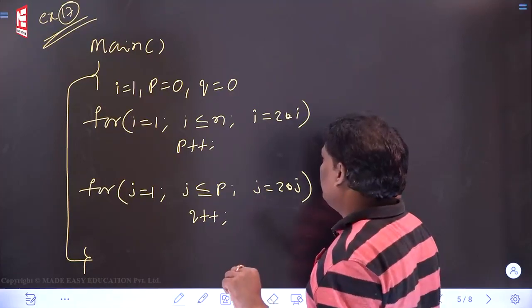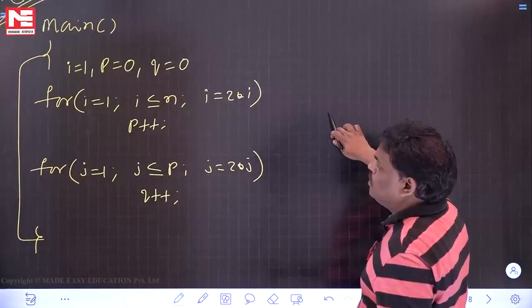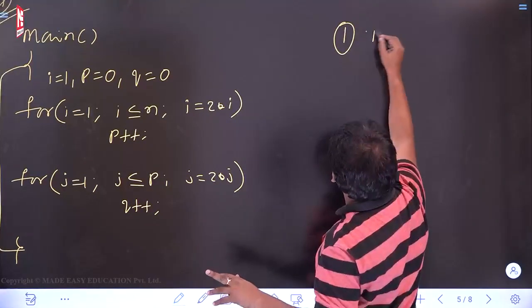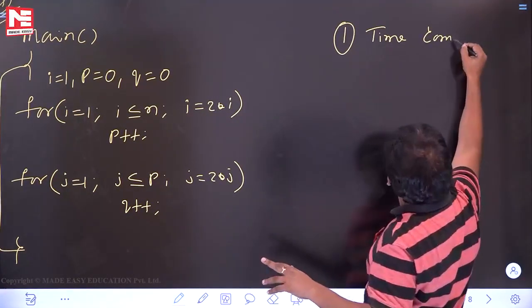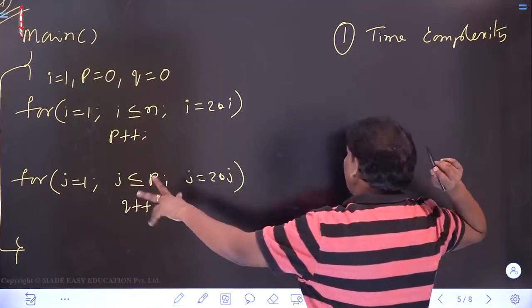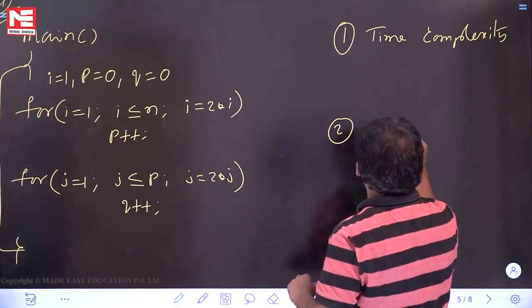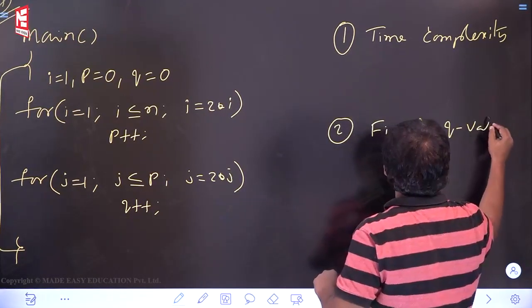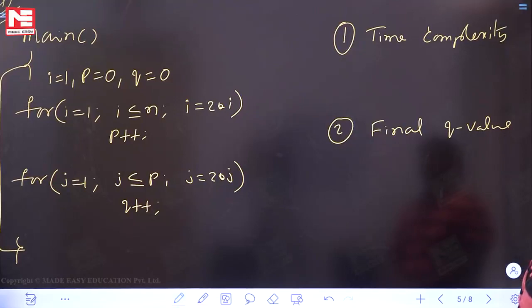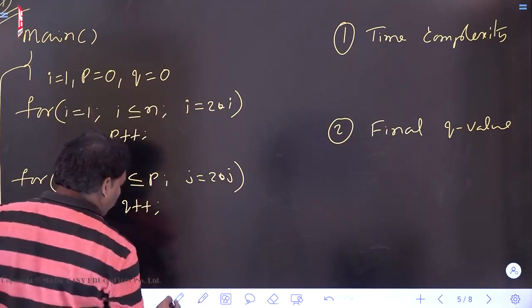Now he is asking: assume that there is no syntax error, there are no semantic errors. They are asking about this program. The first question is, what is the time complexity of this program? That is the one question given in the previous papers. One more thing: the final Q value. So one question is what is the time complexity, and the other is what is the final Q value. Time complexity and Q value, both things you have to find out.